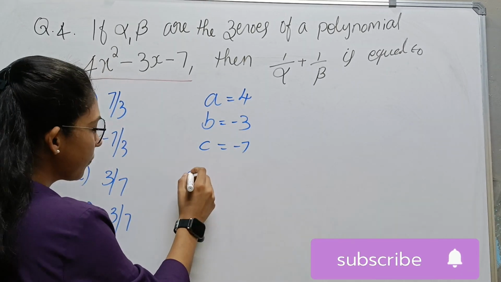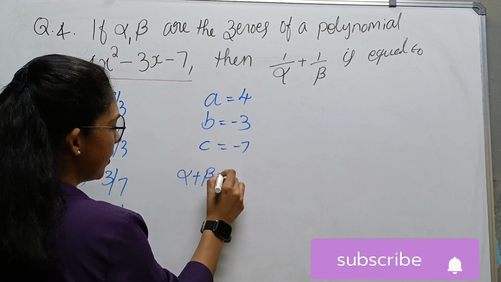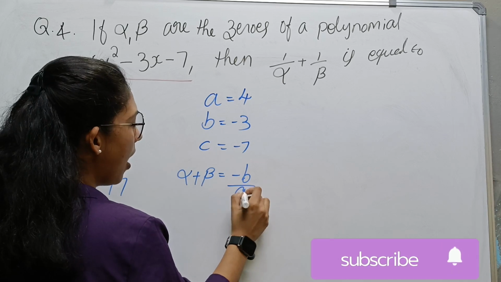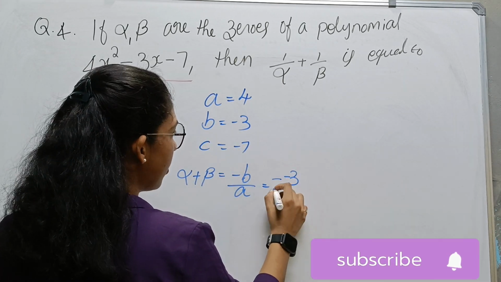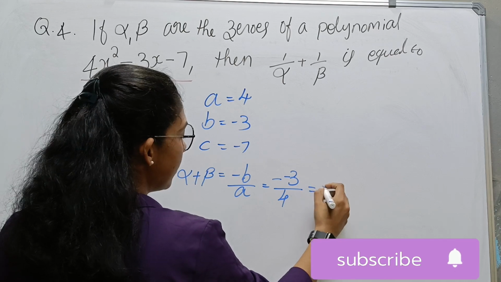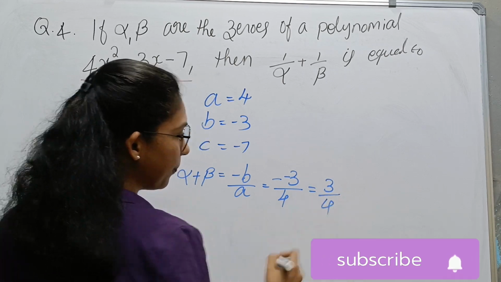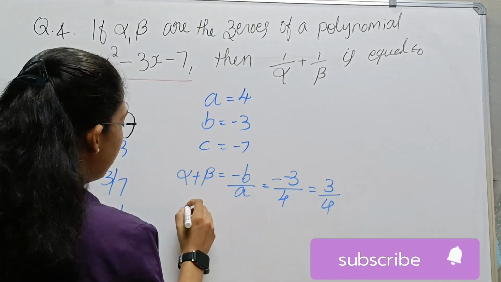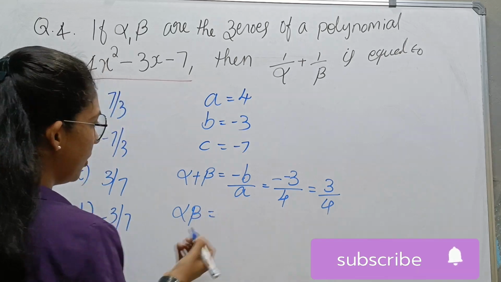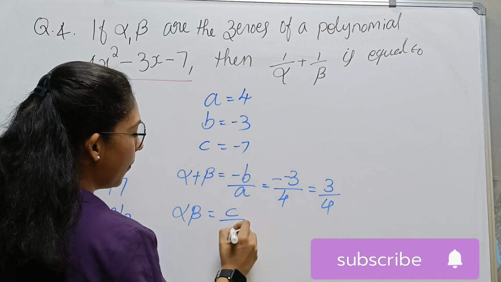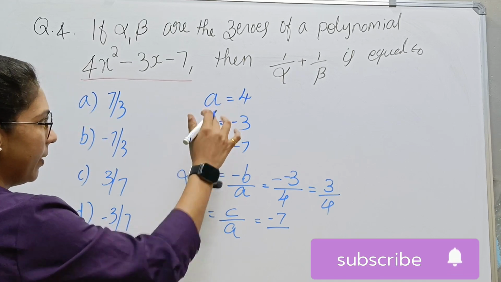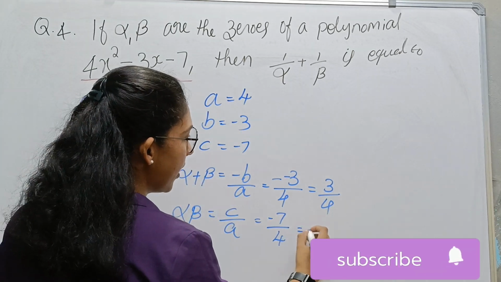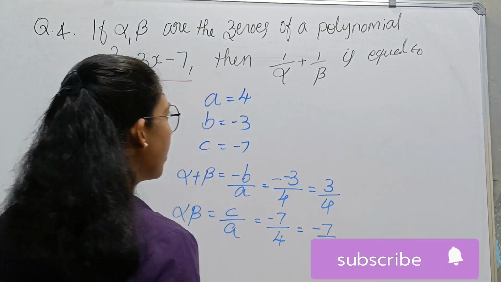So alpha plus beta is equal to minus B upon A. So what is minus B? Minus of minus 3 upon 4, which is equal to 3 by 4. Then alpha beta is equal to C upon A. What is C? It is minus 7 divided by A is 4. So minus 7 upon 4.